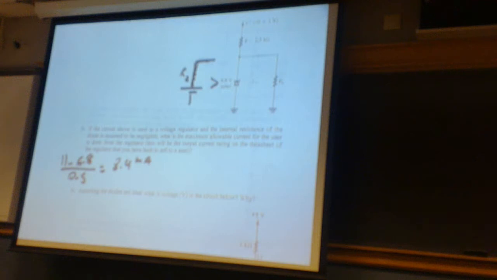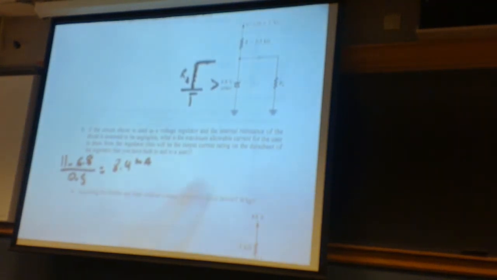Imagine you have enough source to draw it out. What if it drops to 9? You can't have that 8.4 anymore. This is the rating. When you sell me this regulator and say you can draw up to 8.4, and then I start drawing 8.4, and then the voltage drops to 9, I no longer can draw 8.4. So why did you say 8.4?